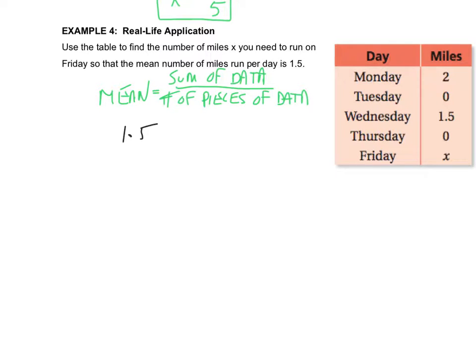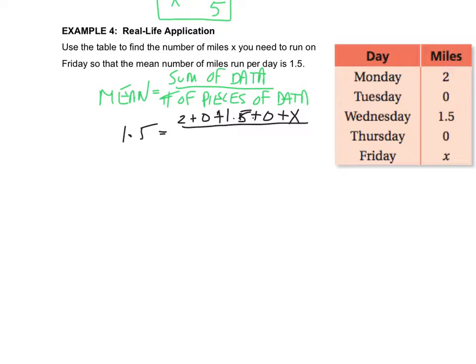We want it to be 1.5 per day for the week. So, the sum of the data. Well, we have some of the data, no pun intended, but we don't have all of it. So here's what we have. We know what Monday is. We know it was 2. Tuesday, we took the day off. Wednesday, we did 1.5. Thursday, we took the day off. And what we're trying to find out is what do we need to do on Friday to keep this 1.5 average for the week? And that's not an R, that's a 5, if that's confusing to you.